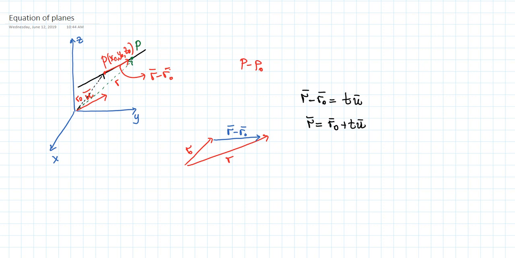Because this vector is given, R0 and u are given, right? R0 is one vector which is pointing to a point on our line, and u is given as the vector which is parallel to our line, right? And by putting different values for our parameter, we can find all the vectors which are pointing to all the points on this line, okay? Do you understand this definition of the vector equation?